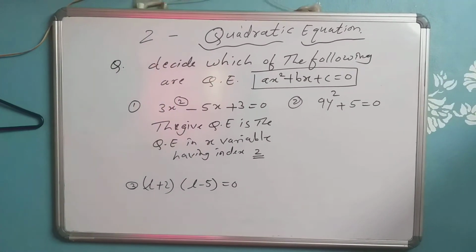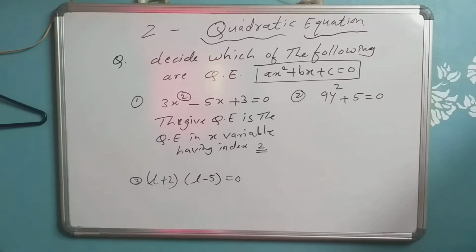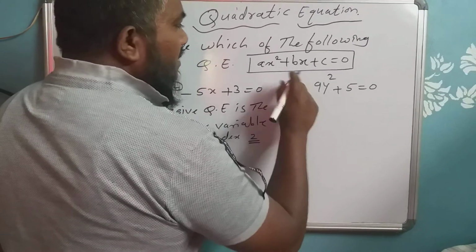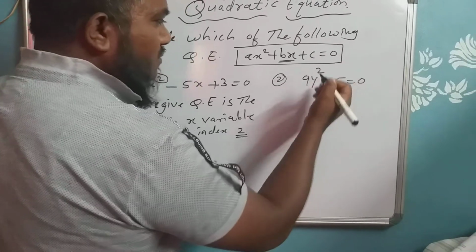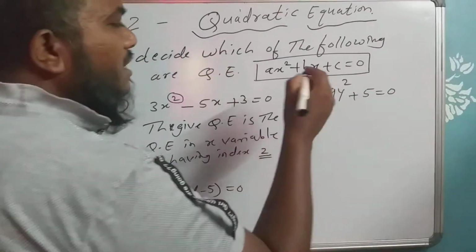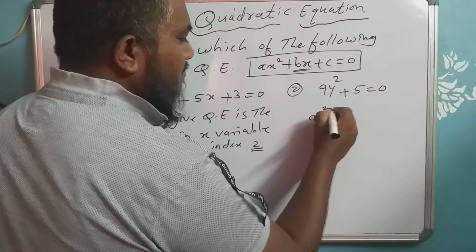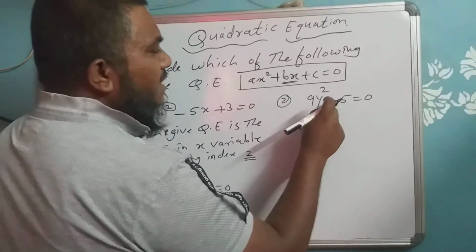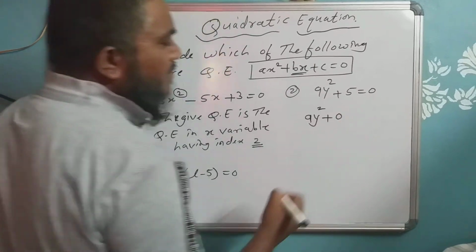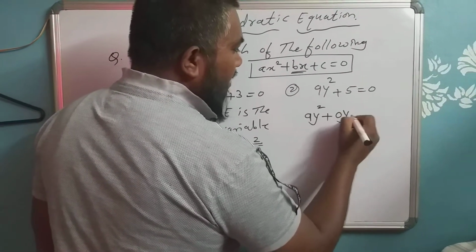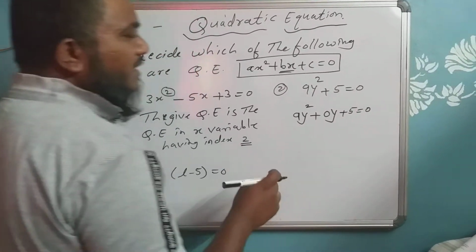Just now, in the earlier video, I told you the three rules to identify this. If the given equation does not contain the b term, as in 9y square plus 5 is equal to 0, we try to write this equation in standard form. First the square term, 9y square plus, the single y term is absent, so instead of b we can write 0y plus 5 is equal to 0. That means 0y means nothing is written here.